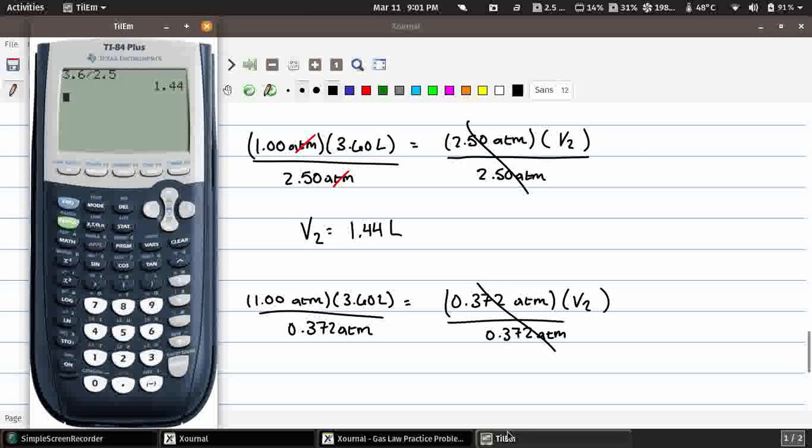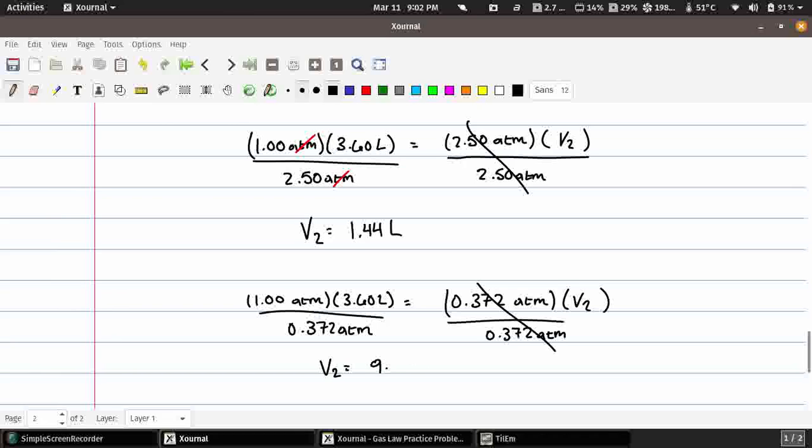So let's put this in the calculator. It's going to give us another volume. 3.6 divided by 0.372. And that would be about 9.68 liters. So as you can see, as the pressure went down, the volume went up. And that's pretty much it for Boyle's Law.